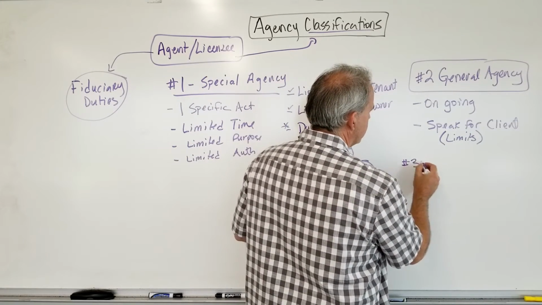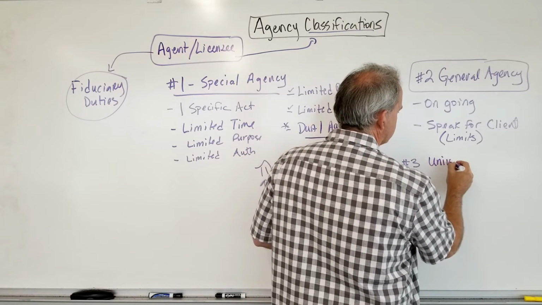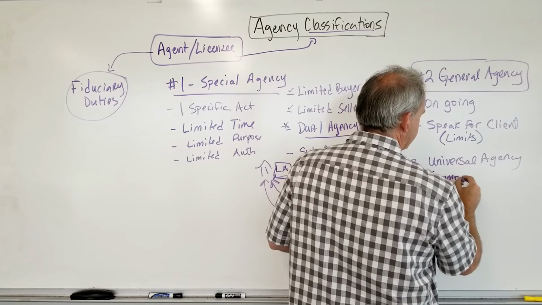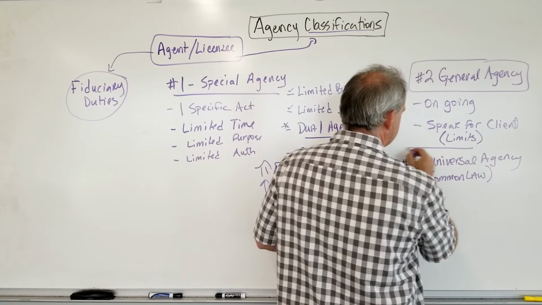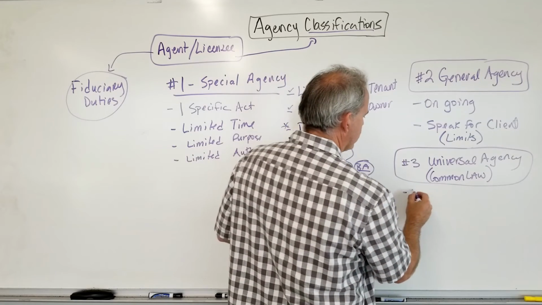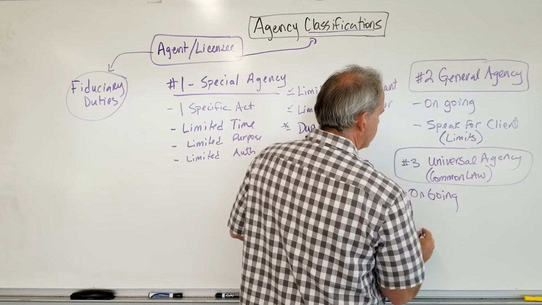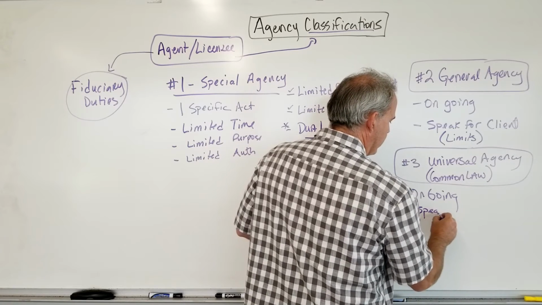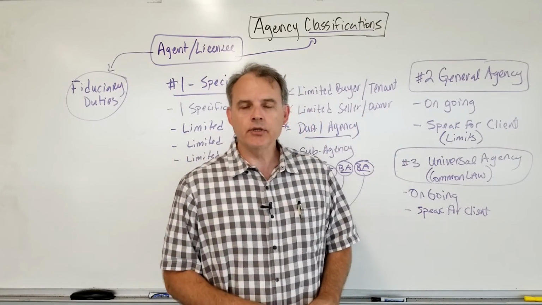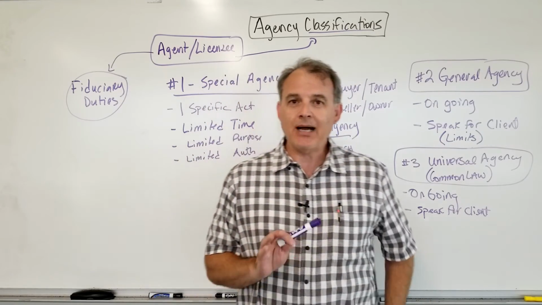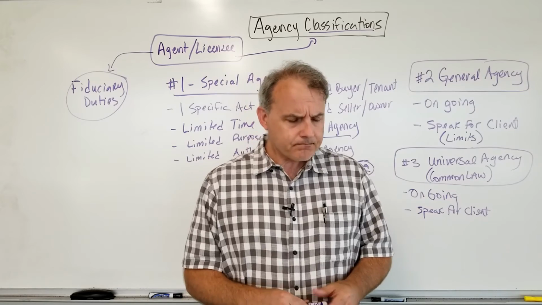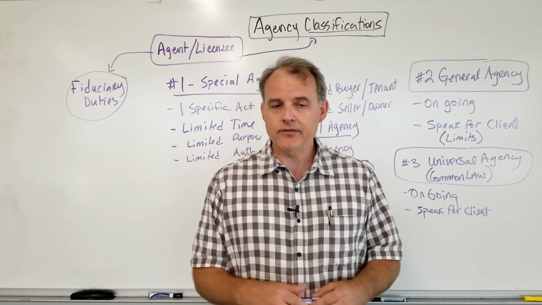The third classification is called universal agency. Universal agency, or sometimes known as common law agency. Every state kind of has their own verbiage here. Now, it looks a lot like general agency on steroids. All right, so it's an ongoing relationship, and you can speak on behalf or speak for your client. And the authority is much greater than general agency. Actually, under universal agency, it's a power of attorney. And many times the authority of the licensee goes beyond the actual real estate transaction. They can buy vehicles for the property management company and things like that.